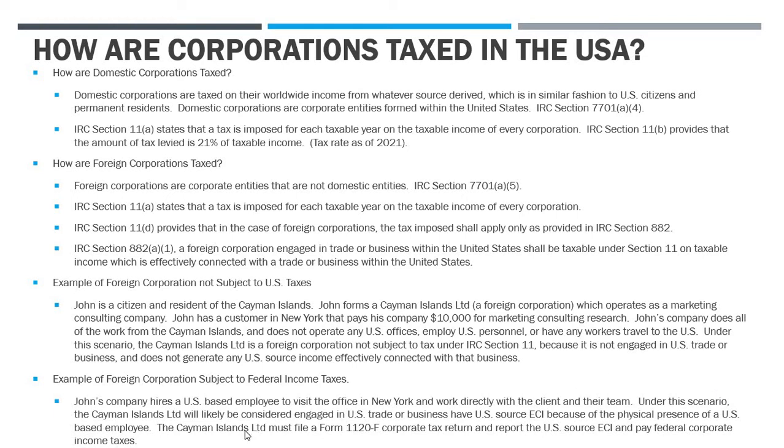So under this fact pattern, the Cayman Islands company is likely going to have to file a 1120-F, right? The 1120-F is a corporate tax return for foreign entities. Domestic corps file just a regular Form 1120, but in this case, they'd file a 1120-F. It would report its U.S. source ECI, and then it pays federal corporate income taxes. So two simple examples of how this point is illustrated, but if you're looking for actual sourcing on the tax code and the rules, you're looking at these sections up here: Section 11 and Section 882.